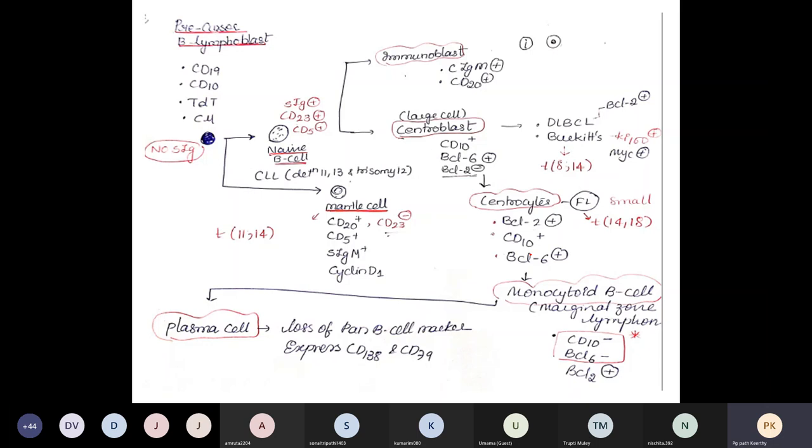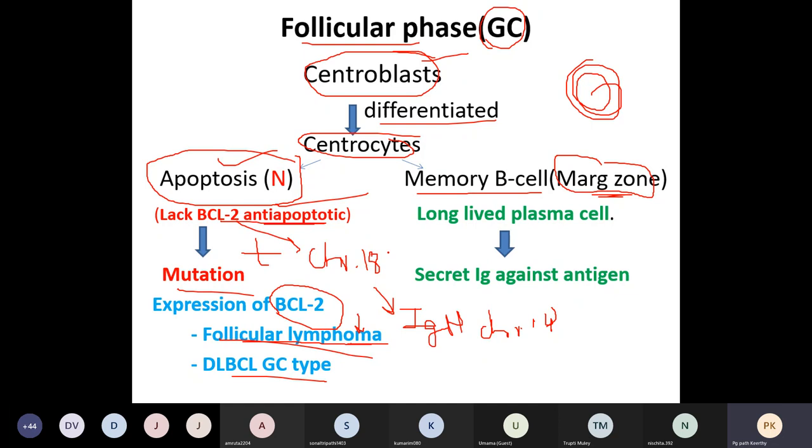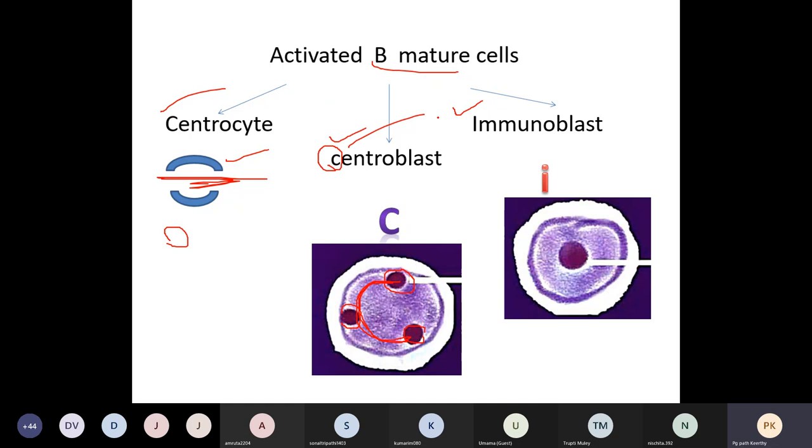Okay, then coming to next slide. So they'll be long lived and they'll become plasma cells and they secrete your antigens. So we are done with your follicular phase. So this is your activated B cell, which can become centrocyte, centroblast and immunoblast. This was your naive B cell, right?